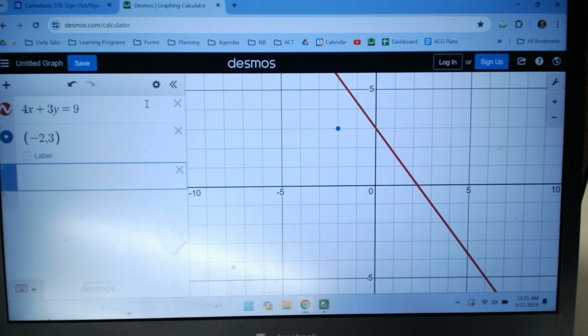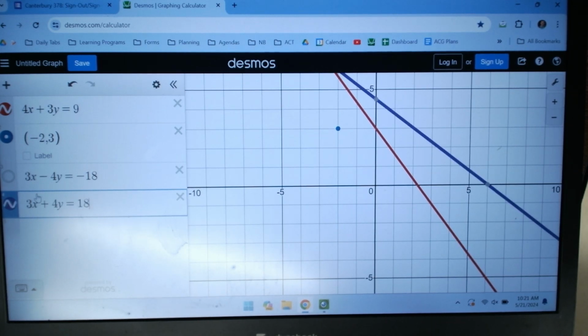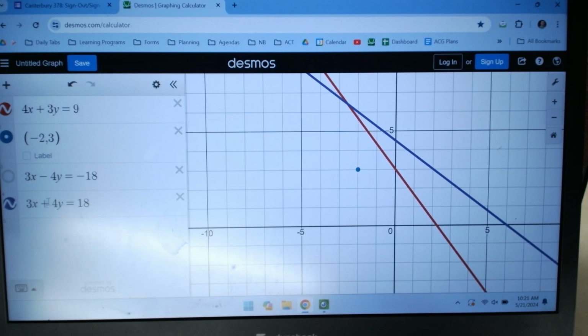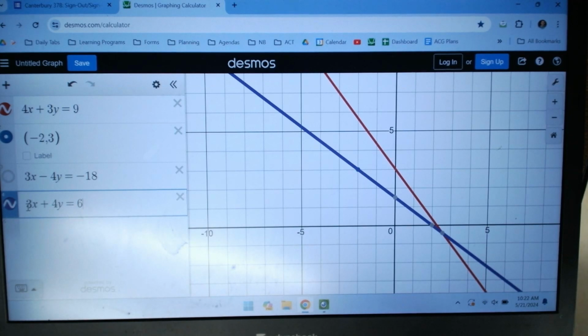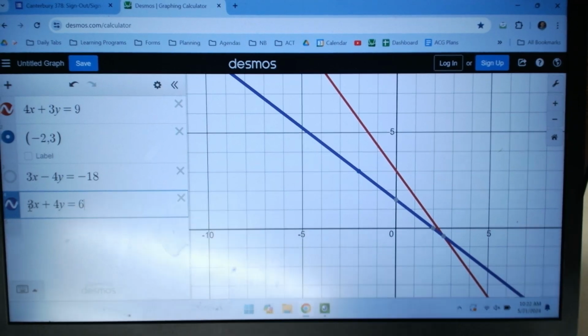So A is 3x minus 4y equals negative 18. Hey, that looks pretty good. All of the other options, if I type them in, 3x plus 4y equals positive 18, it doesn't go through that point, and it's not even parallel or perpendicular. It's just nothing. So that was B. Option C, 3x minus 4y equals negative 6, looks perpendicular, but doesn't go through that point correctly, so it's not option C. And then 3x plus 4y equals 6 goes through the point, but it's not perpendicular. So the answer has to be A.